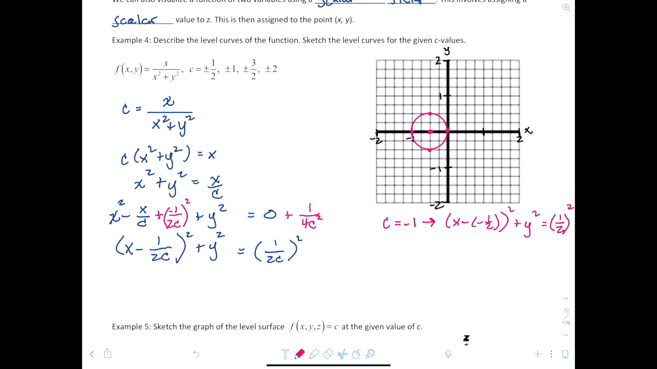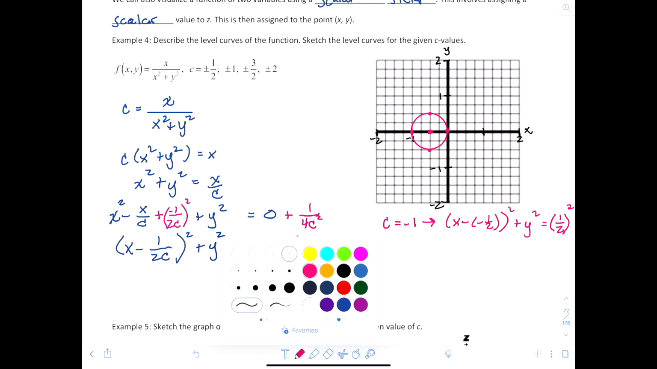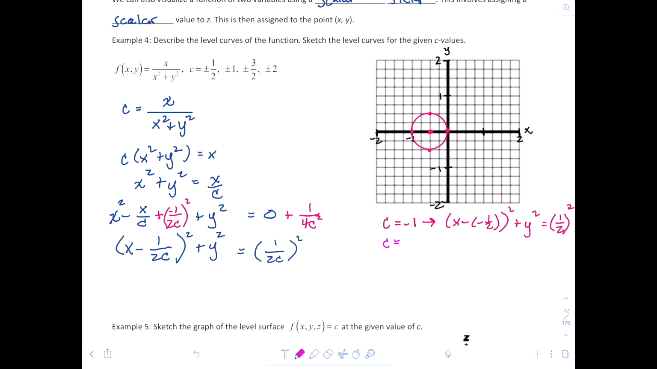There we go. I like that one better. And then what's going to happen on the other side if you had +1? Good. It's only going to change a little. It's going to change your center. You'd have x minus +1/2, the quantity squared, and then plus y squared is 1/2 squared. And so your center would now be at +1/2, 0. But you'd have a similar circle.